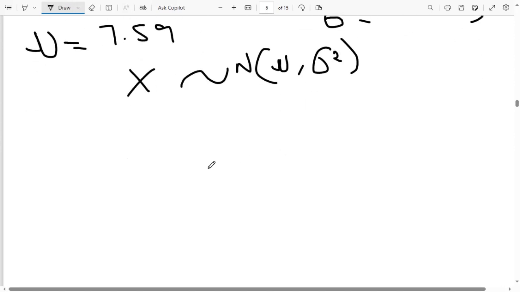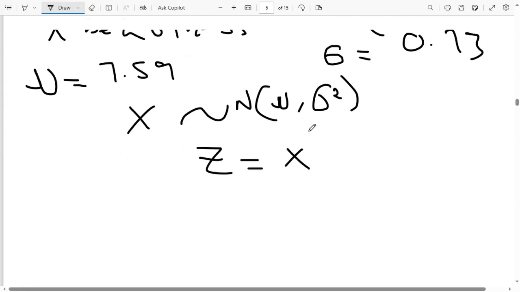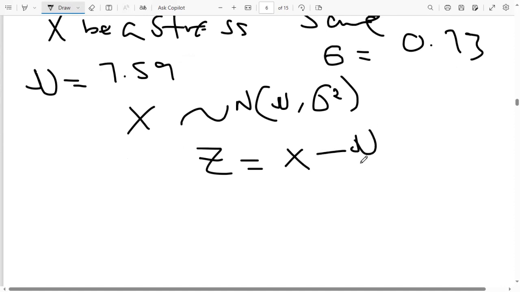Okay, so now what is the formula? So the formula is this. We know that the Z score is just equal to what? The X value that you have, minus the mean, divided by the standard deviation. So we know that the Z score is this.